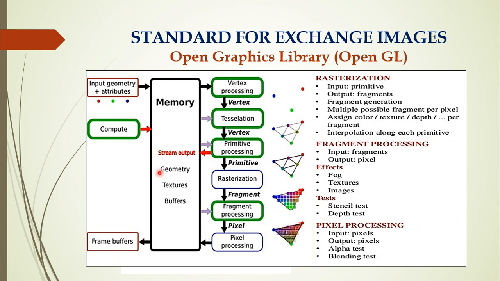Here, this region shows the memory, and these are the input regions, and these are the major processes. These 6 steps are the major processes happening within the OpenGL, within the Open Graphics Library. And this end explains the primitives, or the features which are available within the Open Graphics Library.